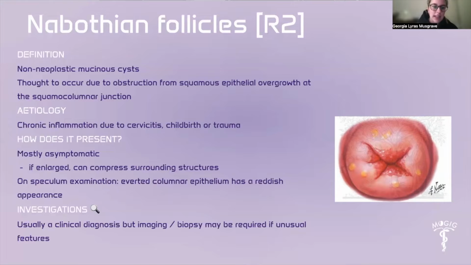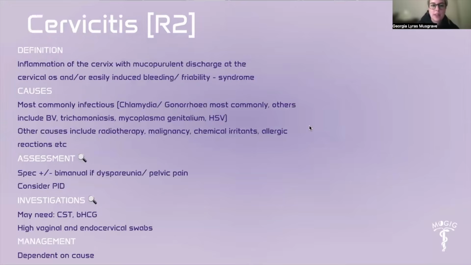And the speculum will show a cyst, usually, potentially with a reddish appearance. Investigations, it's usually a clinical diagnosis, but you can consider imaging or biopsy if you're not sure. Touching on cervicitis briefly, so it's a syndrome where you get inflammation of the cervix with potentially mucopurulent discharge, potentially easily induced bleeding or friability.